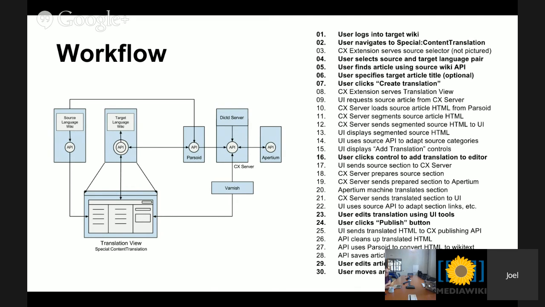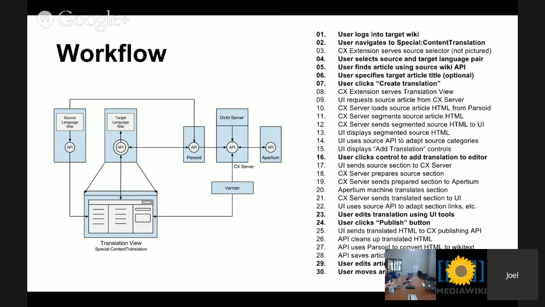So the general workflow is that you log into the wiki, you choose the article you want to translate, you load it up, you click the selections that you want to translate, the source article is automatically segmented, and then the individual segments are machine translated and adapted. You do some editing in the translation editor to fix it up and correct any mistakes from the machine translation and add anything that needs to be added.